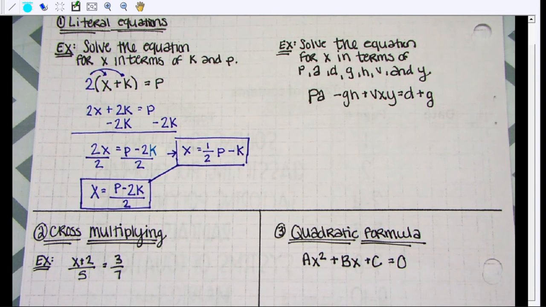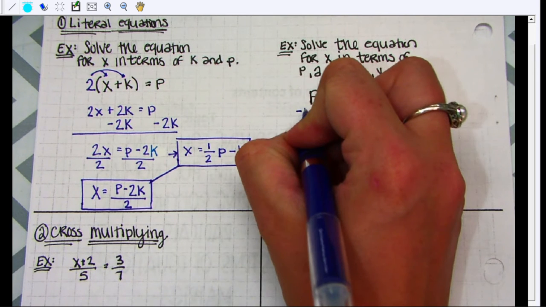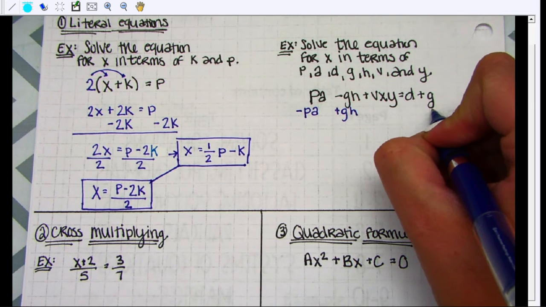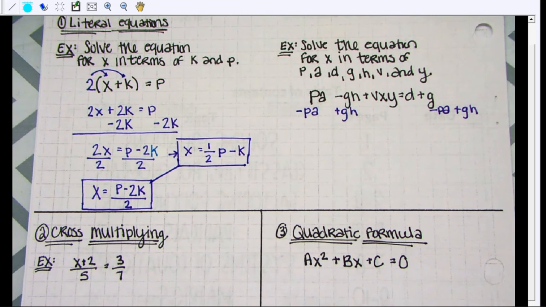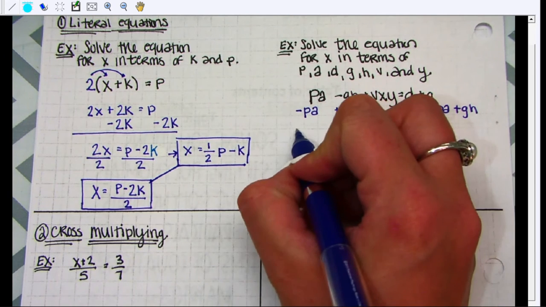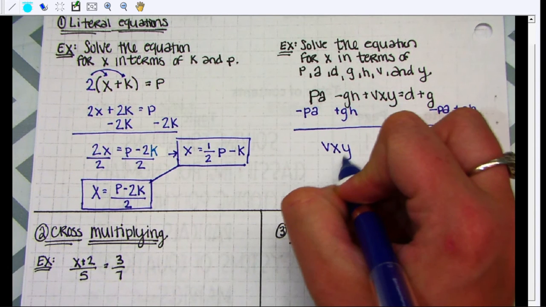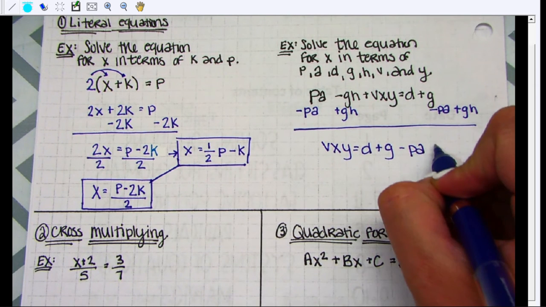Okay, so to simplify this problem, our goal is to get x alone. So the first thing you want to do is move PA and GH. You can move them at the same time. It's totally fine. Just don't combine them all together. Like, don't combine all the numbers or letters together without pluses and minuses. So I get BXY equals D plus G minus PA plus GH.